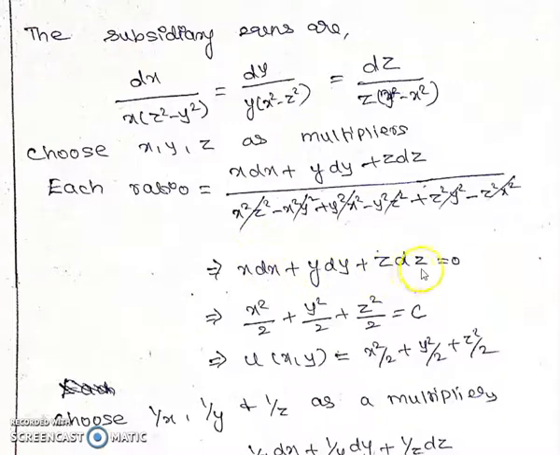So now integrating this one, integration of x dx is x square by 2 plus y square by 2 plus z square by 2 equal to some constant c. Then take this as u of x comma y is equal to x square by 2 plus y square by 2 plus z square by 2.